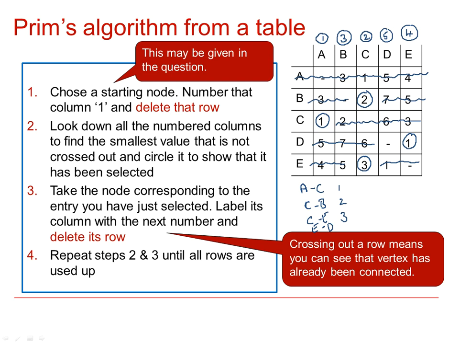So 4 arcs, 5 nodes making up the minimum spanning tree. The weight of the minimum spanning tree is given by the sum of these, so 1 plus 2 plus 3 plus 1, giving you a total there of 7. So the total weight is equal to 7.